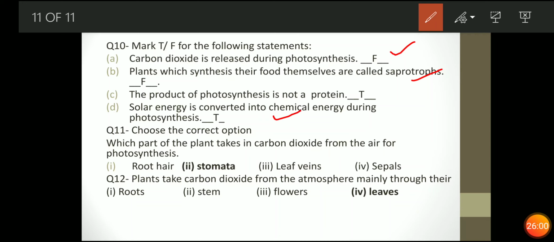Now choose the correct option. Which part of the plant takes in carbon dioxide from the air for photosynthesis? कौन सा पार्ट है प्लांट का जो कार्बन डाइऑक्साइड लेता है एयर से फोटोसिंथेसिस के टाइम पे? दैट इज योर स्टोमाटा.